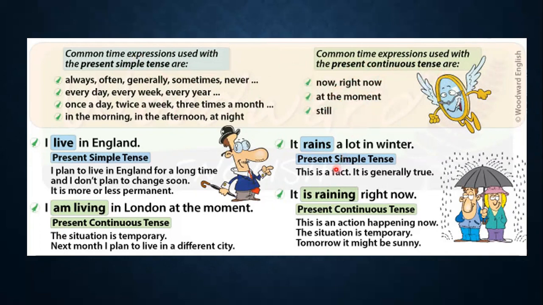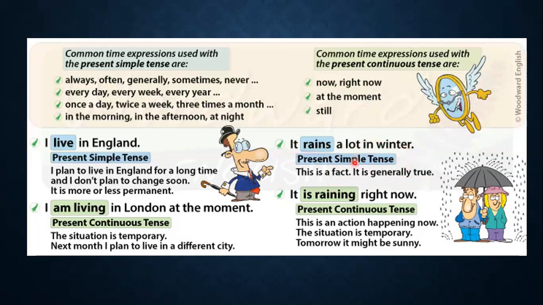We have another example in present simple tense. That is, it rains a lot in winter. Llueve mucho en invierno, ¿ok? Tenemos present simple tense. It is a fact. It is generally true. Es un hecho y es generalmente cierto. It rains a lot in winter. Sabemos que llueve bastante en invierno. Es un hecho y generalmente es verdad.